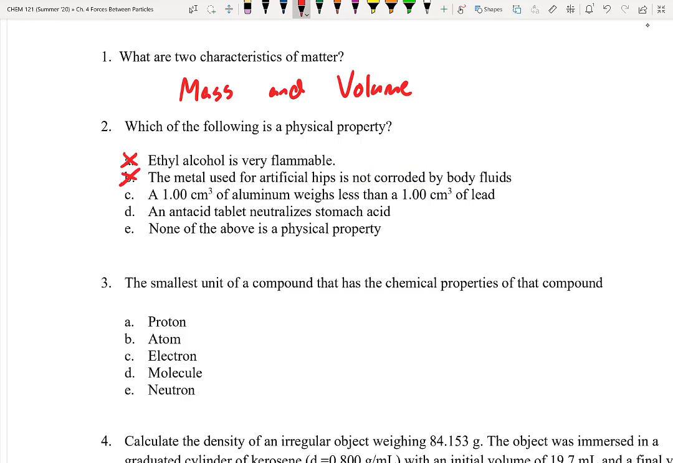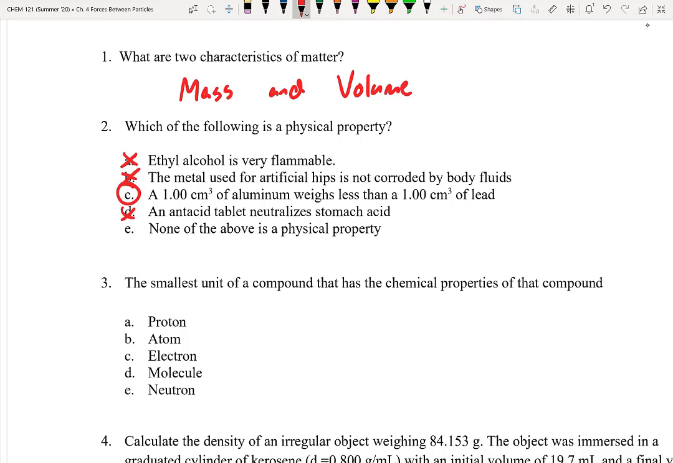And then the next one says a 1.00 centimeter cubed of aluminum weighs less than 1 centimeter cubed of lead. Did that involve a chemical change of any sort? No, I'd say that's just a casual observation. So I'd say, yeah, I'd pick C, but let's check the last one. Neutralization is a chemical process. So that'd be a chemical property. Cross that one out. And then E is just none of the above. So I'd go ahead and pick C for this one. Make sense?